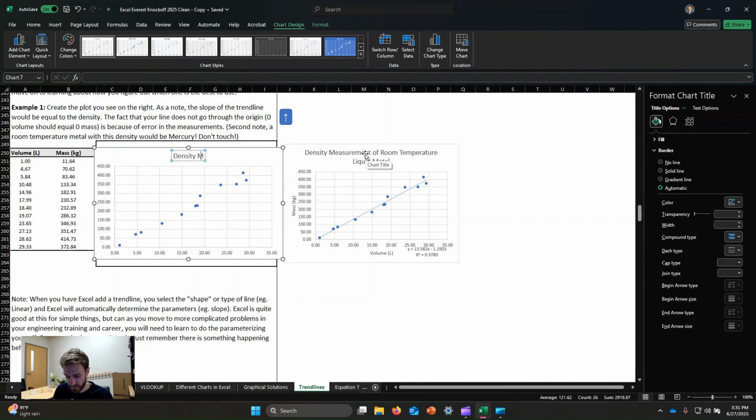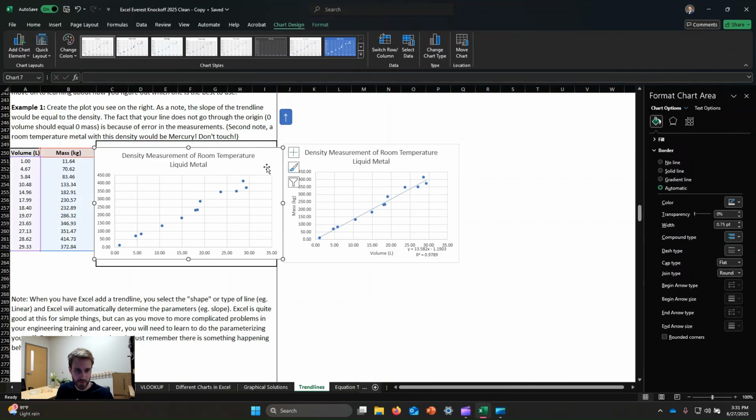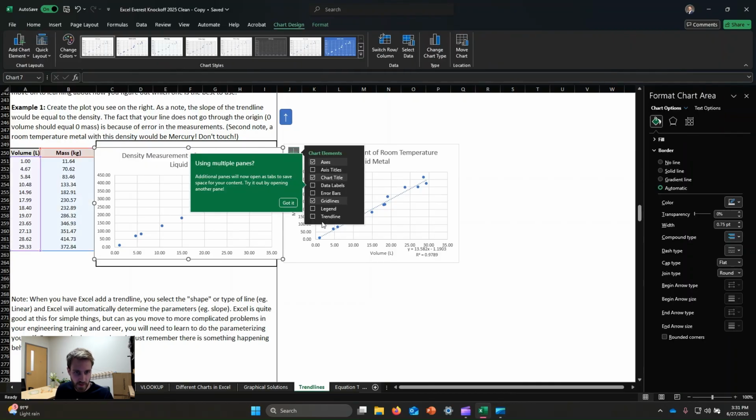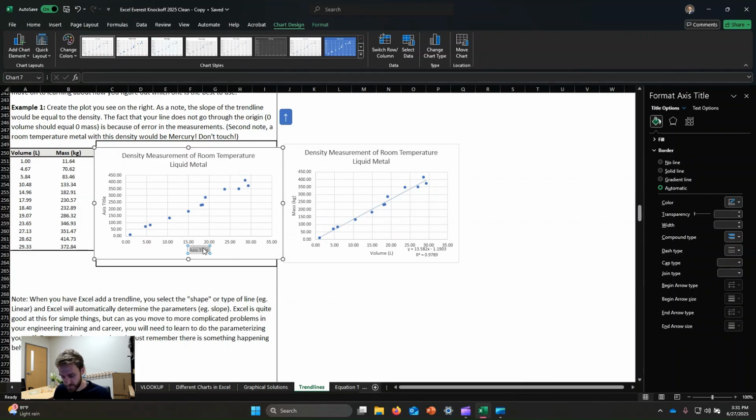Density, measurement, room temperature, liquid, metal. Room temperature liquid metal is one that you should be afraid of, just for context. Most metals are not liquid at room temperature, and it's really the dangerous ones that are. But let's see, we can add axis titles and say that our axis here is volume, and that's in liters, and our axis here is mass, and that's in kilograms.